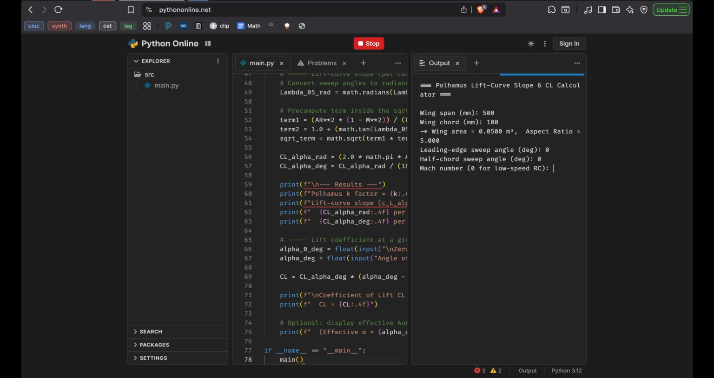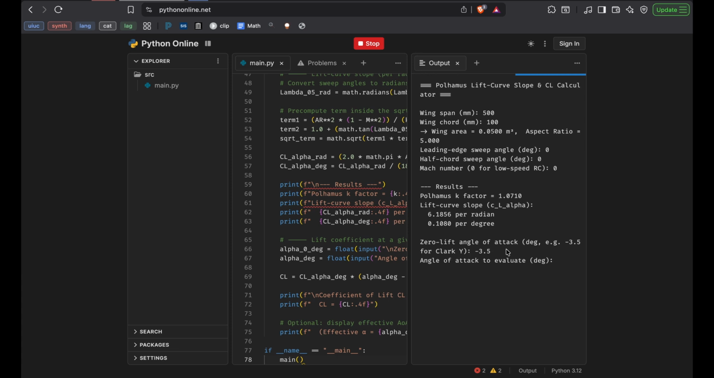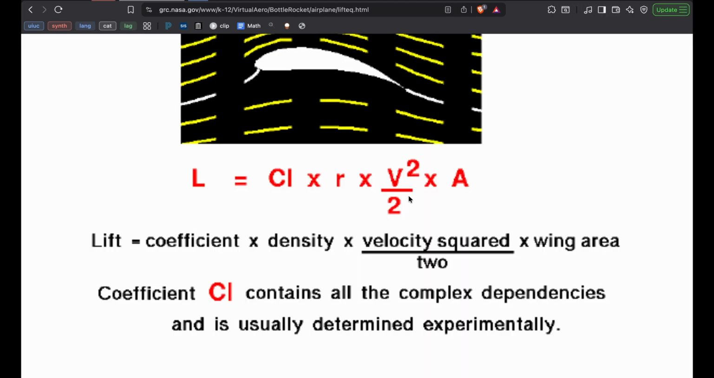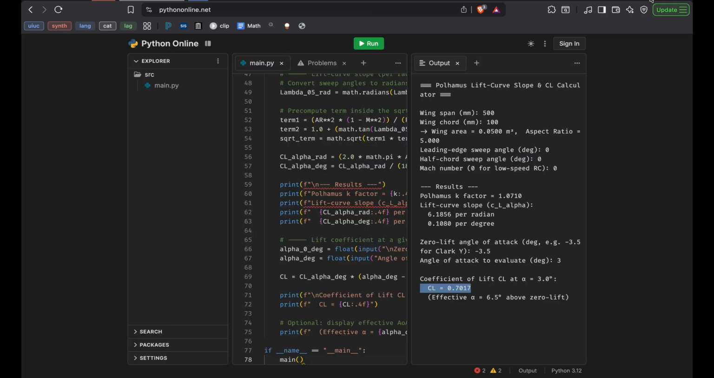Now Mach number 0 for low speed. I'm not very fast. It's a park flyer. I'm certainly not making a Concorde, so it's 0. And so it just automatically calculates it for you. Super nice. Next is alpha naught: minus 3.5. I'll explain that later. Angle of attack: I'm flying at around 3. Boom. It gives you a coefficient of lift. So just directly plug it back into the lift equation, and you know your velocity and everything else. And you can nicely estimate how much lift your wing is going to generate.